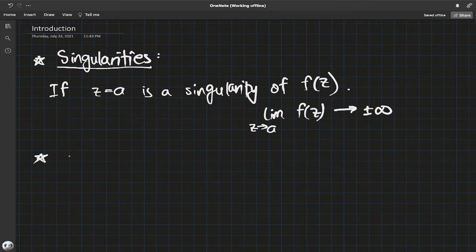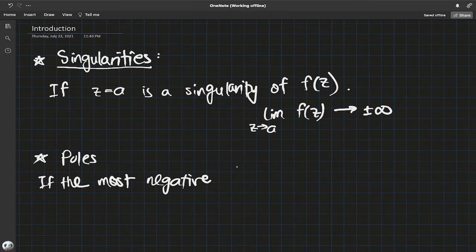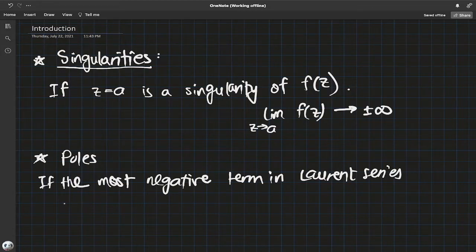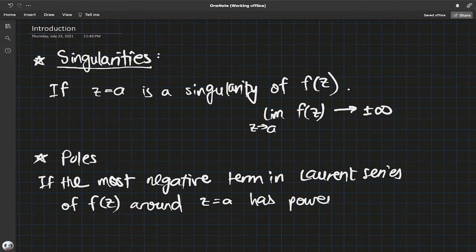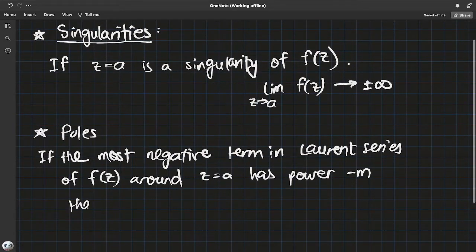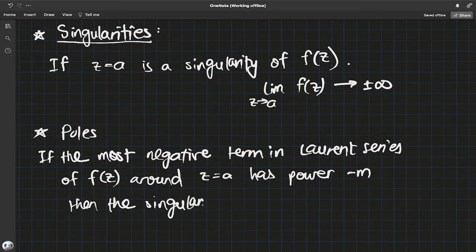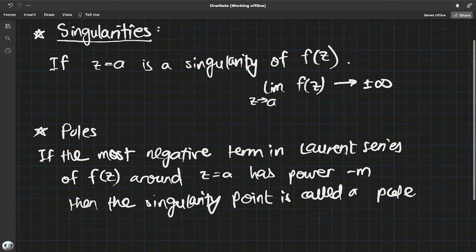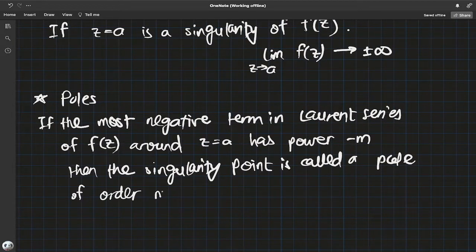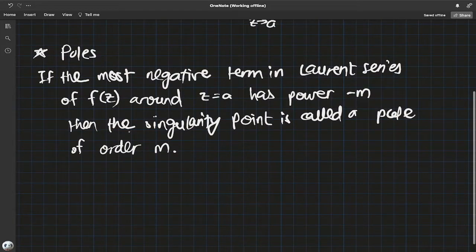The other is, let's talk about poles now. If the most negative term in the Laurent series expansion of f of z, some function, around the singularity point z equals a has power negative m, then the singularity point is called a pole of order m.